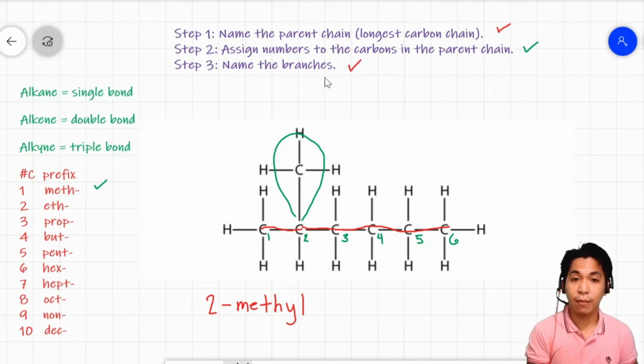Now, when you're done naming the branch, just go back to step number 1 by naming the parent chain. Our parent chain, which is the carbons along the line, is composed of 6 carbon atoms. So 6 carbon atoms uses the prefix hex, and everything has only single bonds. Therefore, this is an alkane. Then just add the suffix ane.